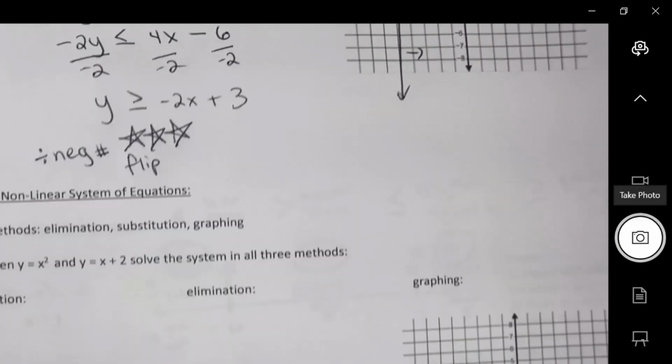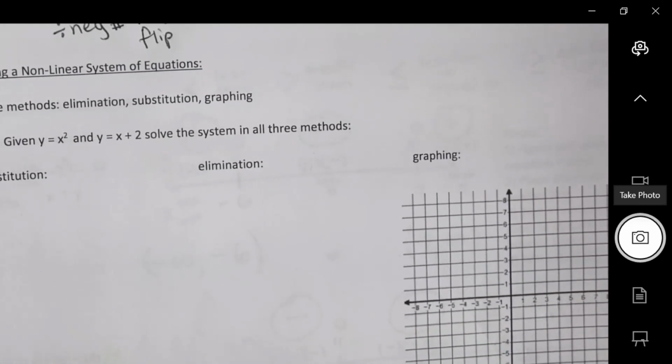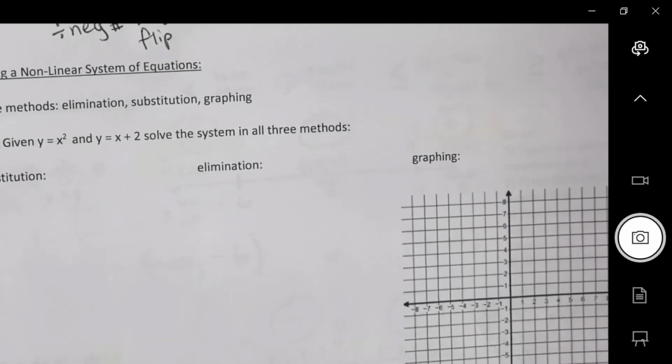Okay, so this one is solving a system of nonlinear equalities. We know from grade 10 we could stack equations on top of each other and eliminate them. You also learned in grade 10 that you could take an equation and substitute it in, and you could graph two things and see where they intersect. That's what you did in grade 10.